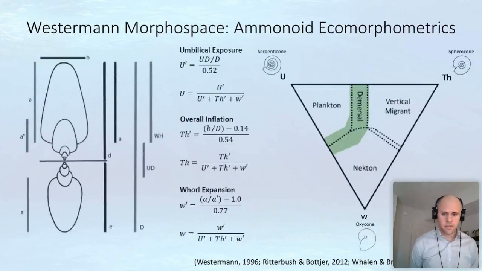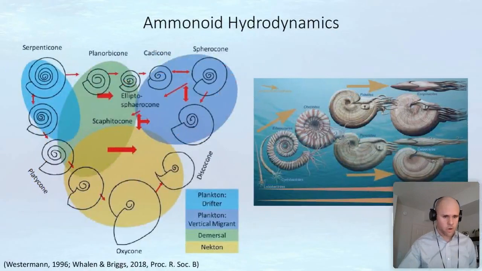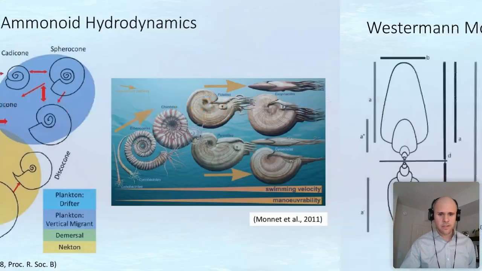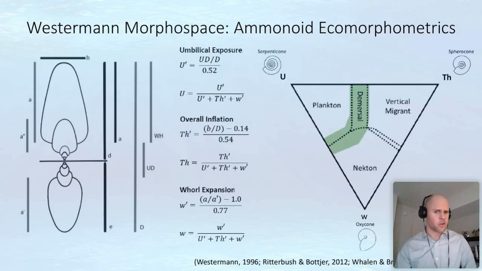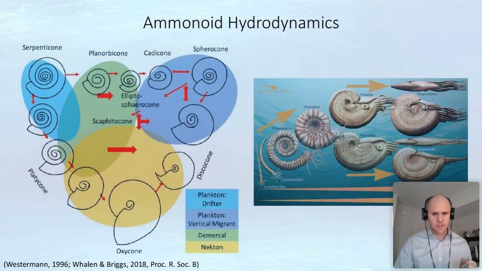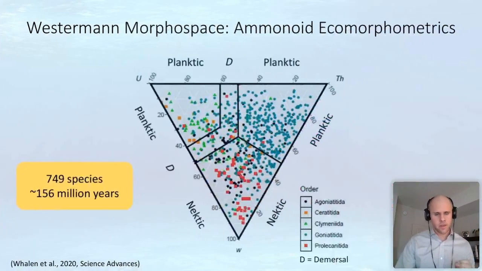Now, this was theoretically shown in this past image here from some work that Westermann did in the 90s, but it was mathematized by Ritterbush and Bottjer in 2012. Here, what they've really done is combine the sort of Raupian coiling parameter type measurements in such a way that you can actually place a coiled fragmocone in Westermann morphospace, this ternary diagram you can see on the right. So it's a mathematized version of the figure that you see on the left here. We have a quantitative ecomorphospace.